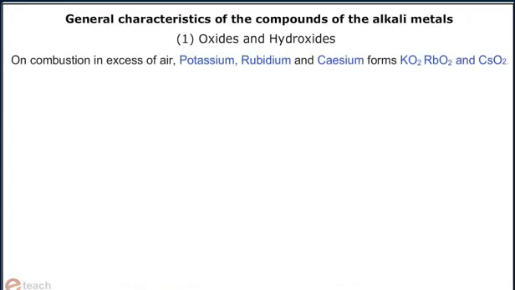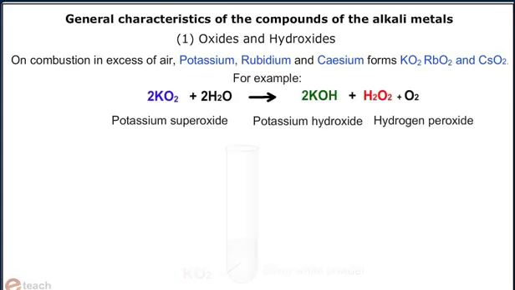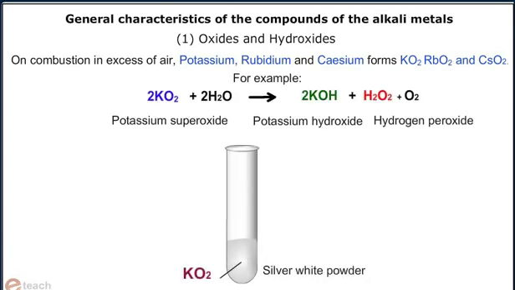On combustion in excess of air, potassium, rubidium and cesium form KO2, RbO2 and CsO2. For example, potassium superoxide, which is a silvery white powder, when added to water gives potassium hydroxide plus hydrogen peroxide.